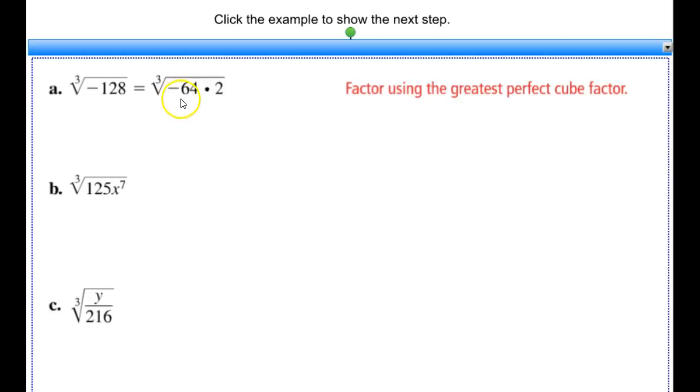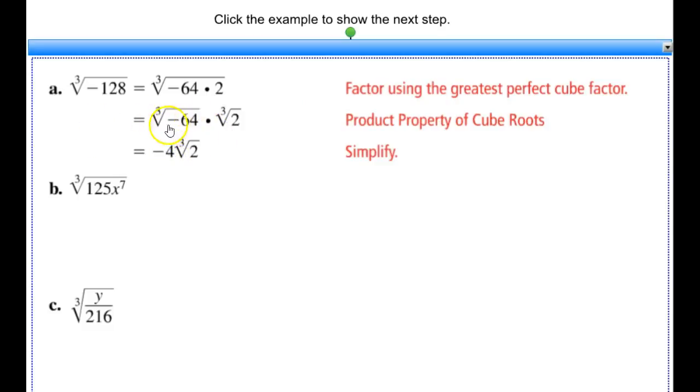So here I see that I have a negative 64 times 2. So then I use my property of cubes and I break it up, and I know that the cube root of negative 64 is negative 4. And then I still have the cube root of 2 because that can't be simplified any further. So now let's look at this next example.